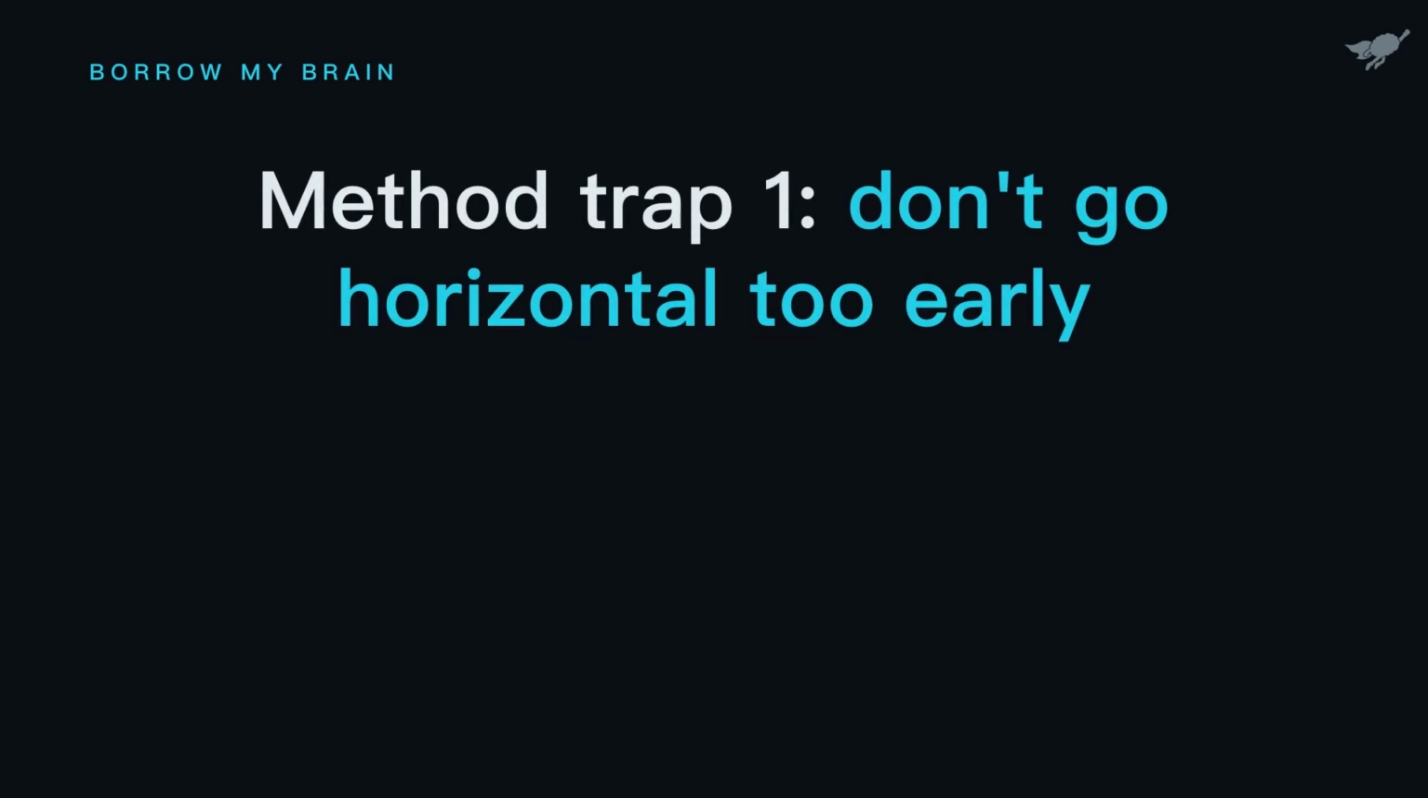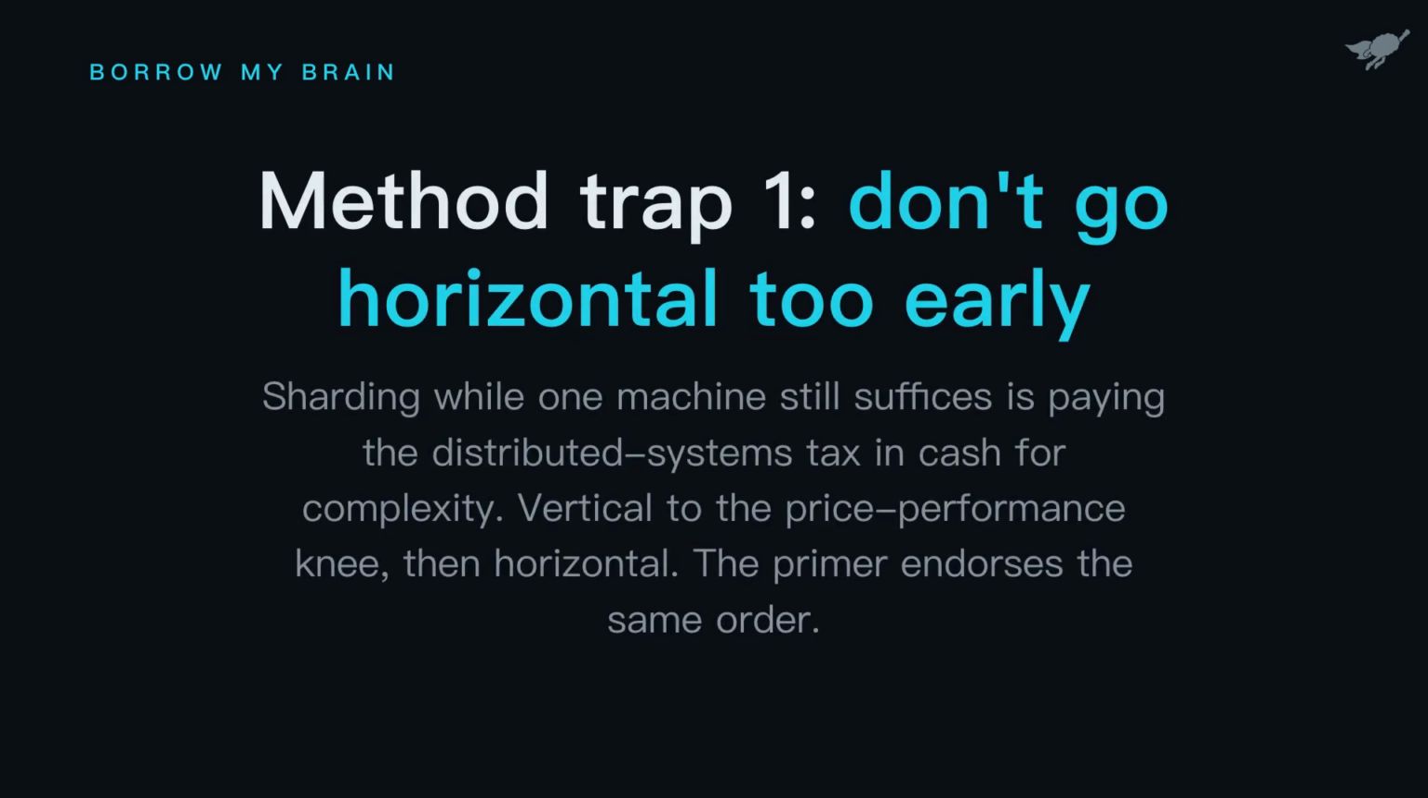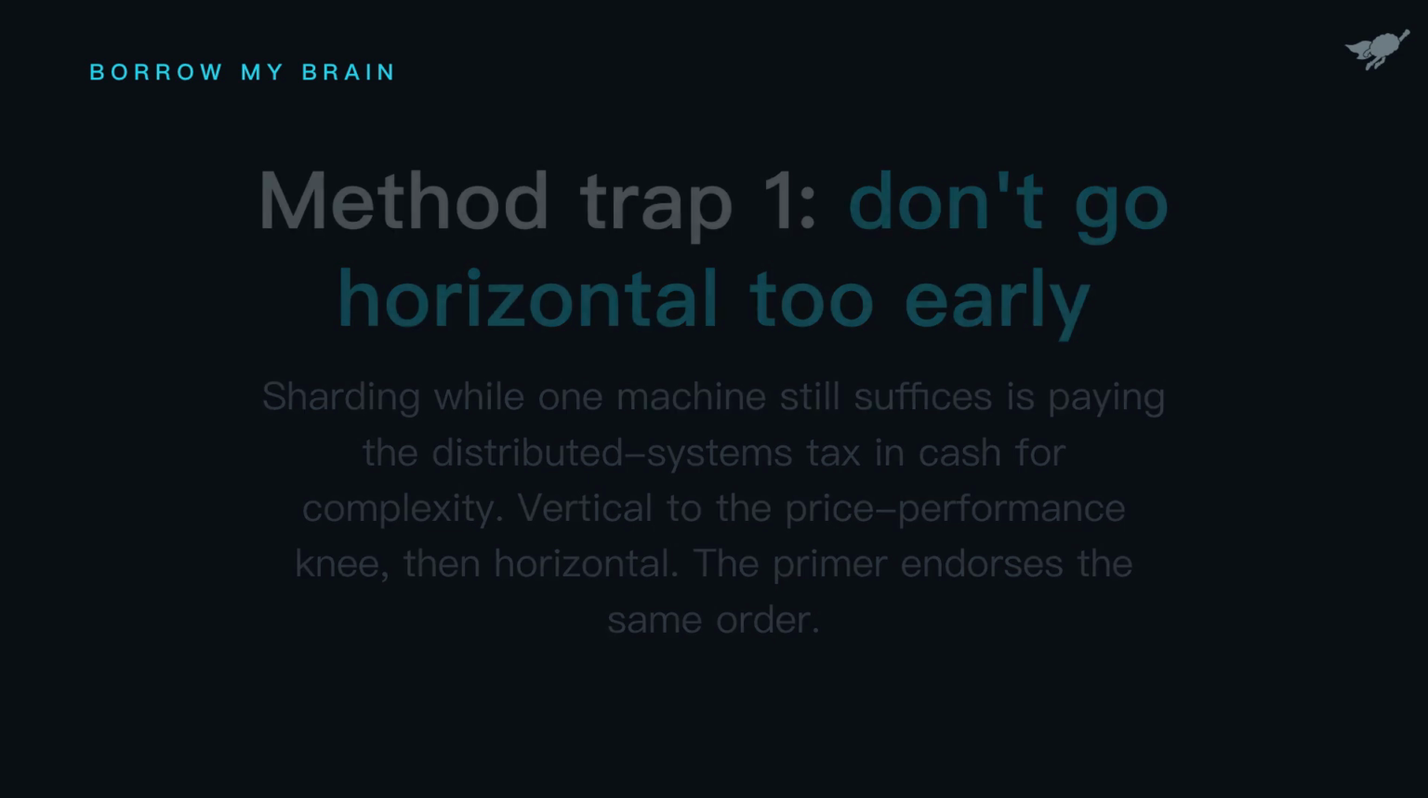Then come the methodology traps. 1. Don't go horizontal too early. If one machine honestly still covers you, and you're already rolling out shards and clusters, you're paying the distributed systems tax in real money to buy yourself complexity. Scale vertically until the price-performance knee, then go horizontal. Even the primer signs off on that order.